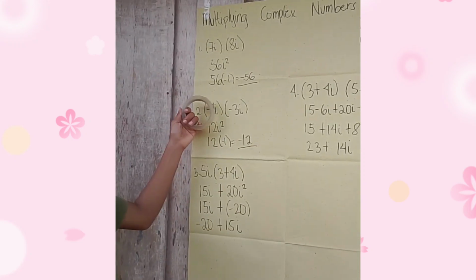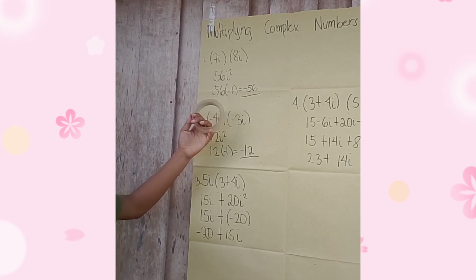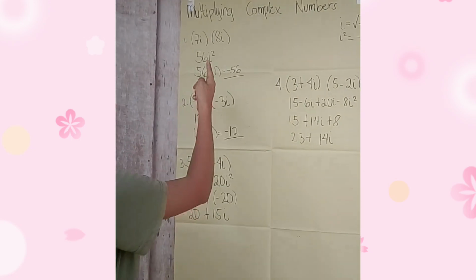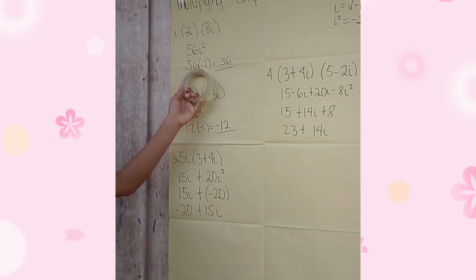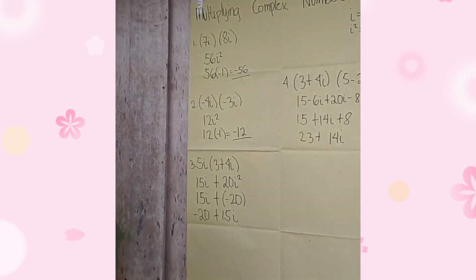So 7i times 8i. So 7 times 8, we have 56. So i times i is i squared. So our i squared is negative 1. So 56 times negative 1 is negative 56. So negative 56 is our final answer.